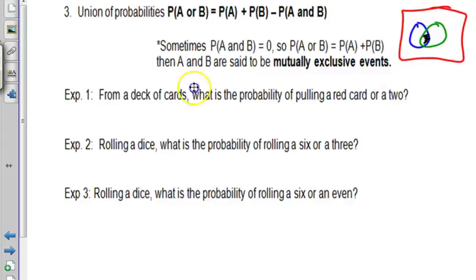But that's the theory. Okay, so from a deck of cards, what is the probability of pulling a red card or a 2? So what they're saying is you could add up the probability of all the red cards, plus the probability of all the 2s, and then minus the probability of the red 2s. I prefer to just go through and think how many total winners there are. Does that work for you? So, probability of getting a red or a 2. Well, how many red cards are there? 26 plus how many 2s that we haven't already counted? 2.